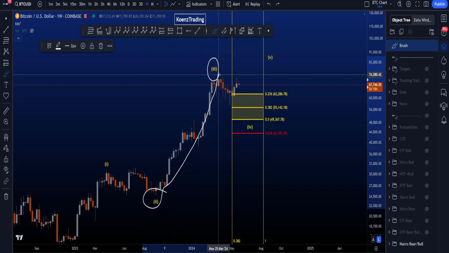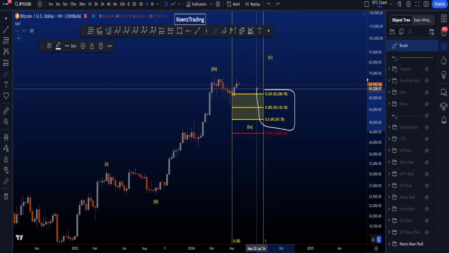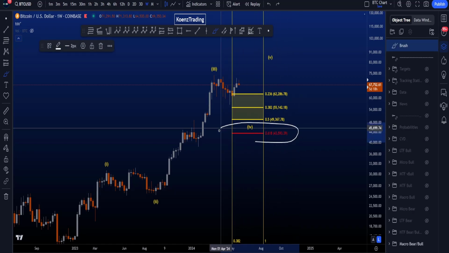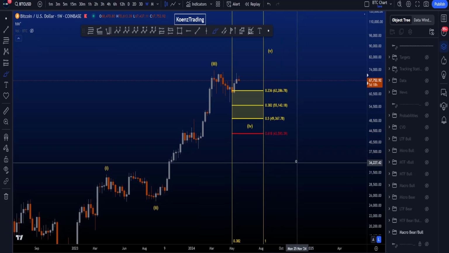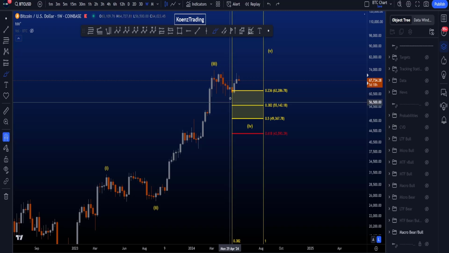Common target area for your wave 4 is between the 0.236 and the 0.5 Fibonacci, taken from the low to the high of this wave 3, giving you a target between 62.2k and 49.3k. The invalidation for this scenario is the 0.618 at 43.5k. The reason why preferably this wave 4 is not yet finished is because of time.